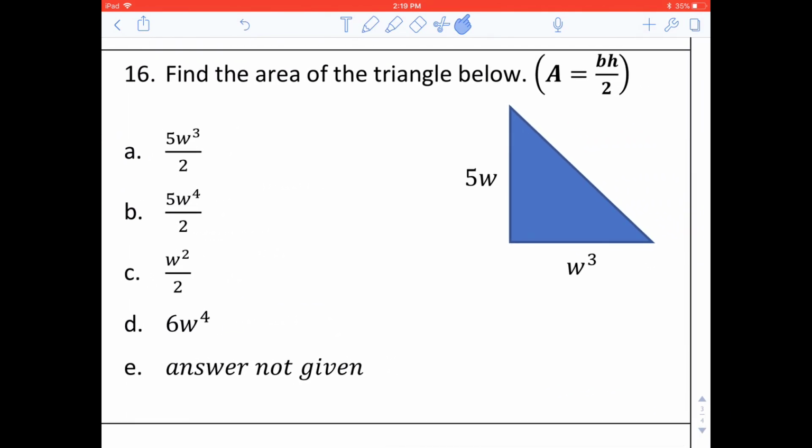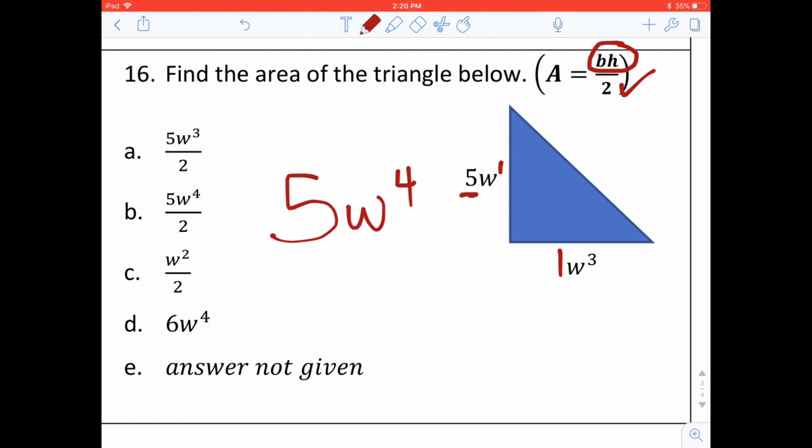And then 16, find the area of the triangle. So the first thing we're going to do is do base times height, and then we'll divide everything by 2. So here we go. Base times height. Let's multiply our big numbers. 5 times 1 is 5. W to the first times W to the third is W to the 4th, because you have to add the exponents. But then it says divide everything by 2. My answer is B.